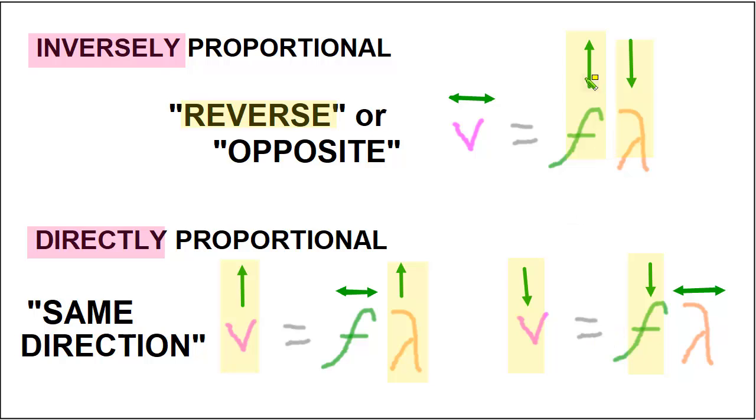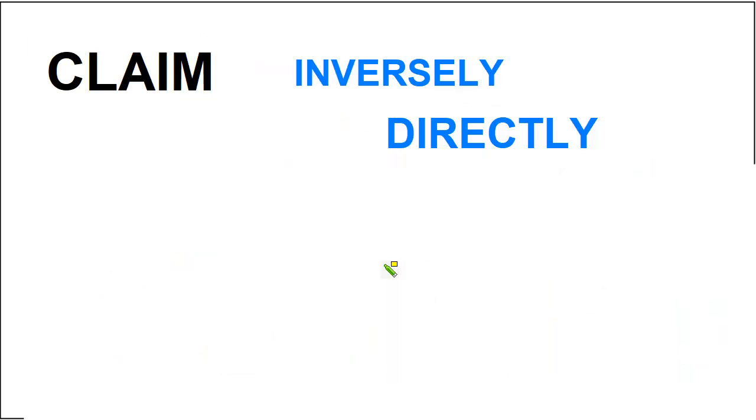Now notice how this always involves two of the variables. Those are the two you're talking about, the ones that are changing. And either they are going opposite directions, which is reverse, inverse, or they go the same direction, which is same direction, directly. All right. You're going to have to write it with a claim, evidence, and reasoning.